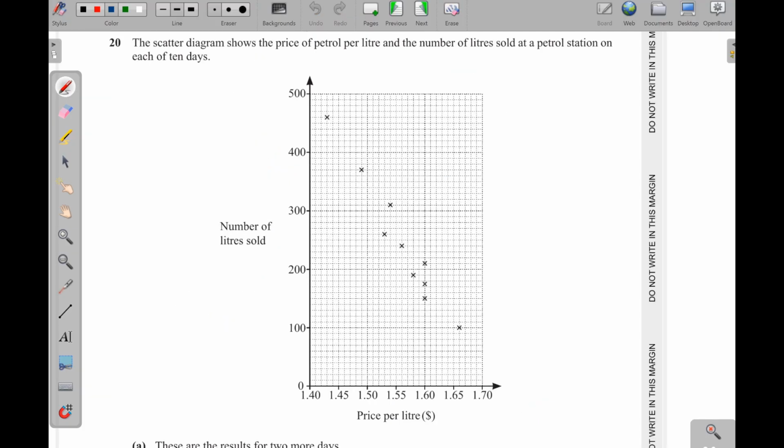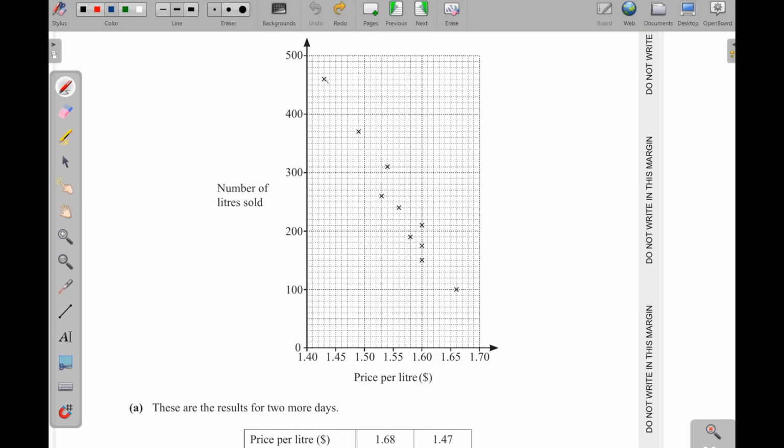Question 20. This one is coming from statistics. The scatter diagram shows the price of petrol per liter and the number of liters sold at a petrol station on each of the 10 days. This is the one we are given, and based on the way these go, if we try to draw a line of best fit, it is decreasing going to the right. So as the price per liter increases, the number of liters sold has to decrease. So that is a negative correlation.